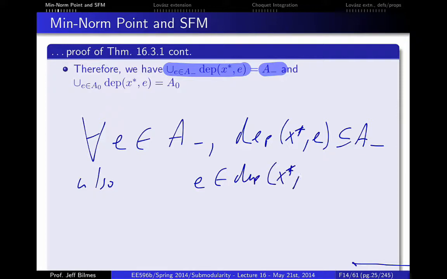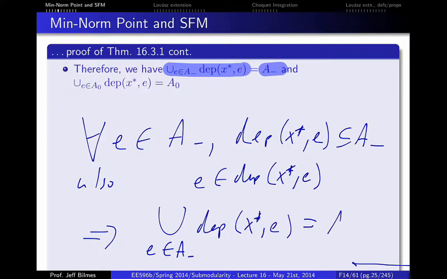x star e, right? So therefore that implies that if you take the union for all e in A minus of dep x star e, that has to equal A minus, since A minus can't have any other element. Since if it did, we just take its dep, union it together, which is a subset of A minus. So therefore, it means that these depths are sort of a cover for A minus, and similarly, there's the exactly analogous property for A naught.